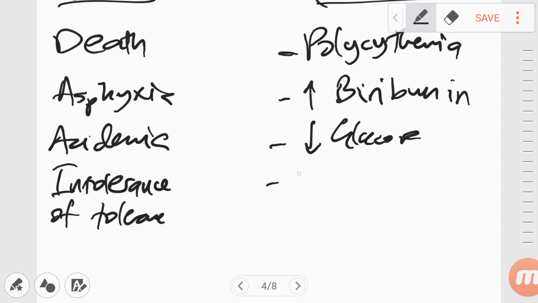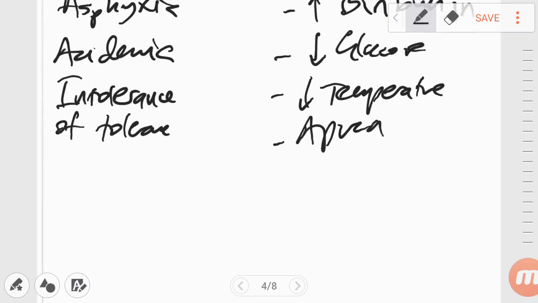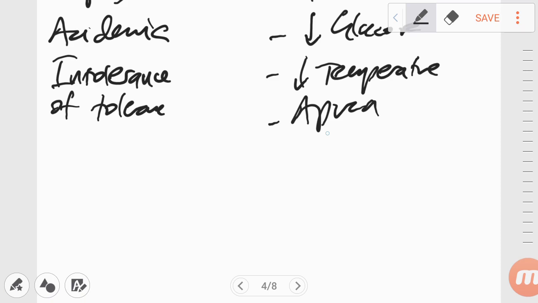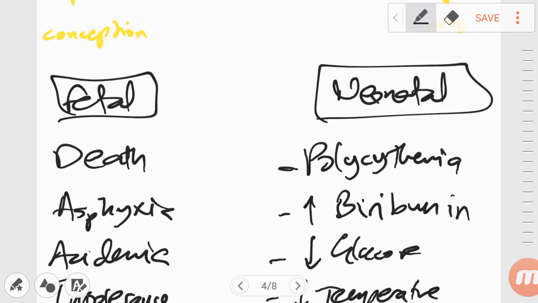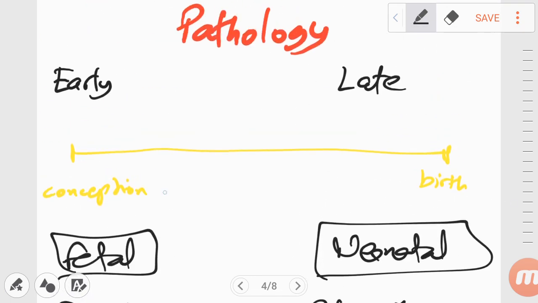We can also have hypothermia, decreased temperature, and the reason is the same again. The child does not have enough fat stores in the body to generate heat, and again we'll have decreased temperature. And we can even have apnea. Apnea makes sense also because we're not receiving enough oxygen, so the child will cease to breathe. And this is the same reason that we also have respiratory distress. Right. So all these are complications which can result from intrauterine growth restriction during the fetal period and during the neonatal period.